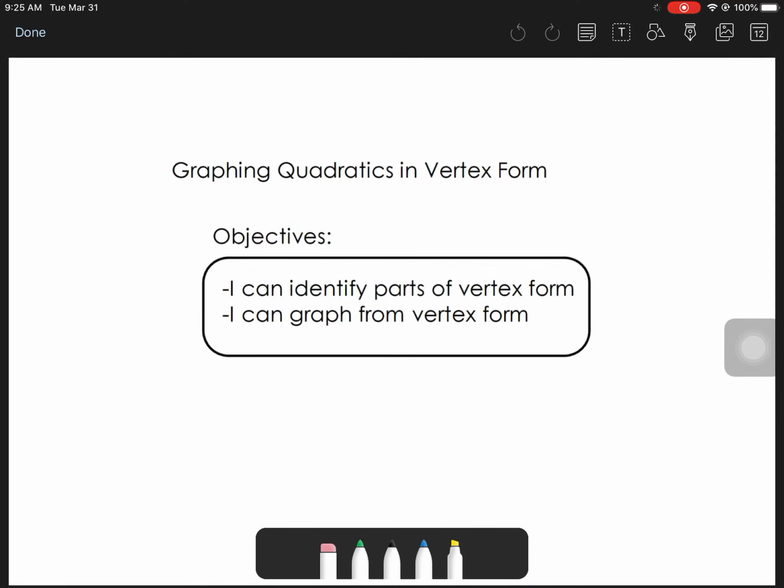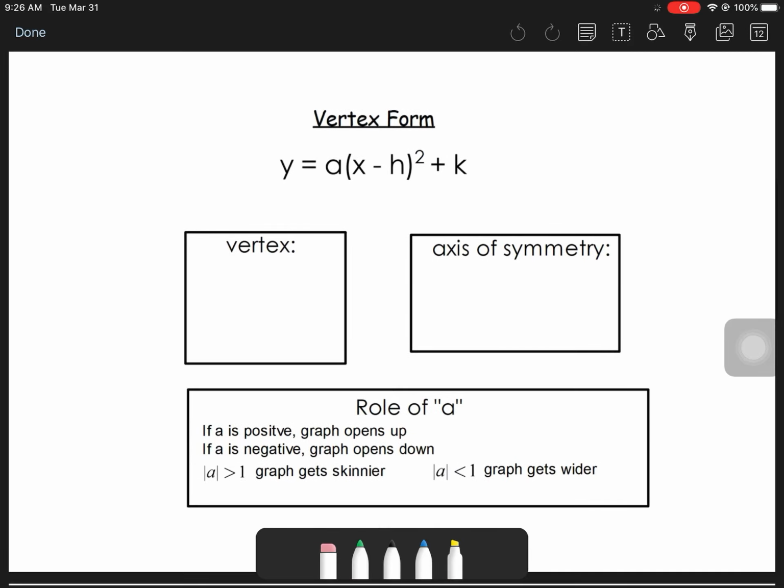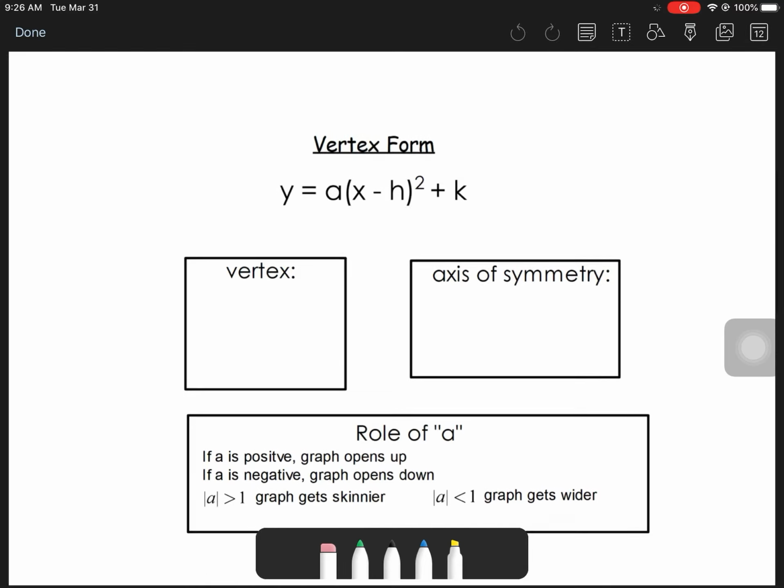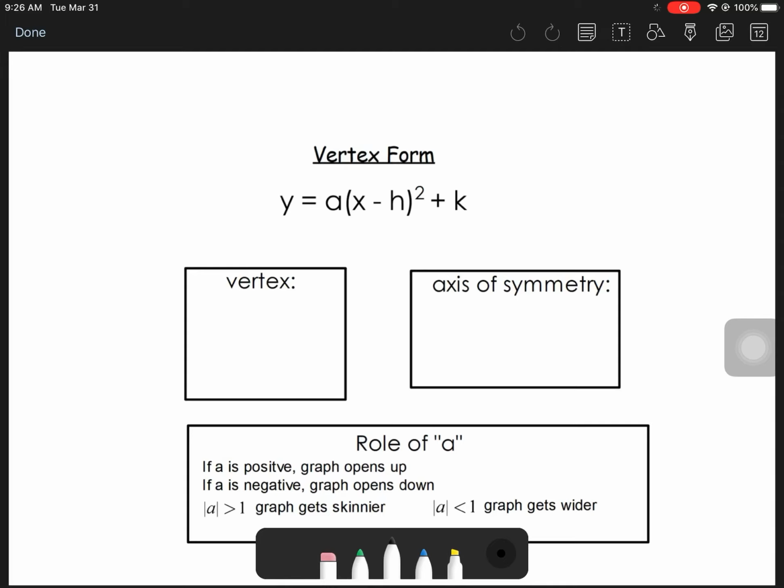In this lesson, we're going to be studying a new form of quadratics called the vertex form. This is the vertex form, y equals a(x minus h) squared plus k. The great thing about the vertex form is that the h, k is our vertex. So unlike standard form, we don't have to use a formula or calculate. And the axis of symmetry is x equals h.